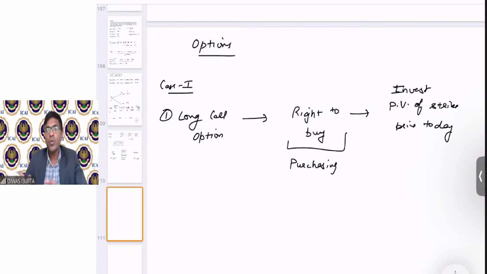Okay. If you do this, then tomorrow you are actually secured from the cash flow perspective because you have taken a long call option. That means you have taken a right to buy. And if you have invested the present value of strike price today, you will end up getting those proceeds after the expiry. And then you can purchase the underlying, in case you want to, at the strike price. Okay.